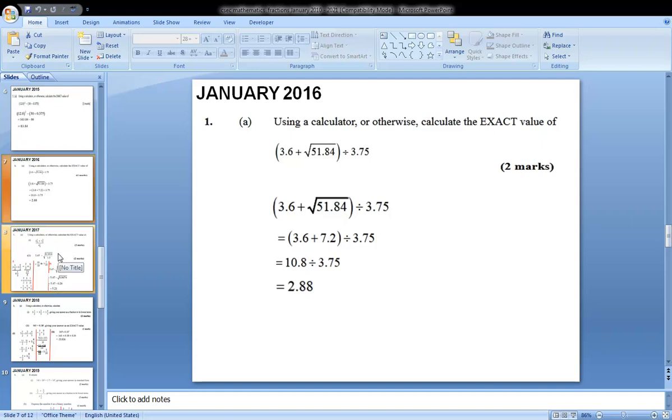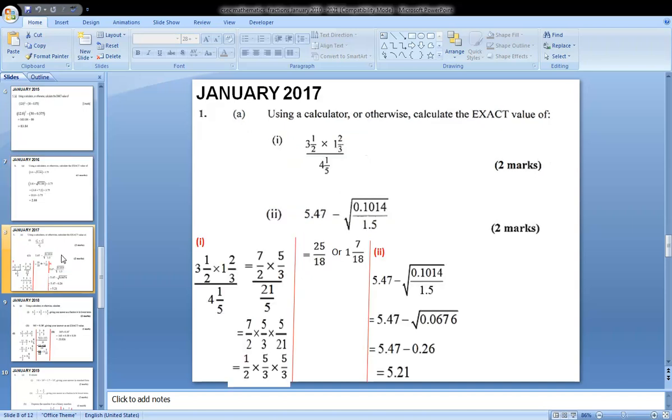Good. Let's look at the year 2017. Here we have it. So it says, using a calculator or otherwise, calculate the exact value of 3.5 multiplied by 1 2/3, and that is divided by 4 1/5. 2 marks for that. Let's work that out first.